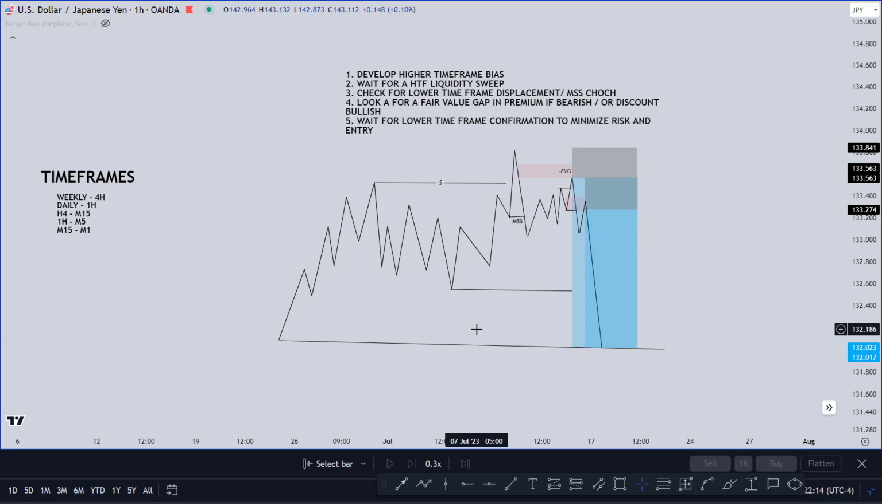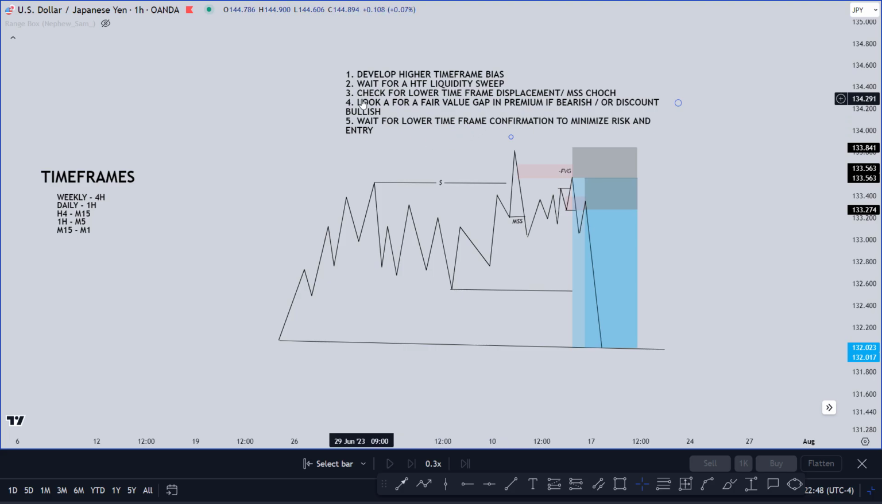So as you can see here, this is one of the easiest strategies. First, we have to develop our higher time frame bias. What trend is the higher time frame on? And then for the second step, we have to wait for a higher time frame liquidity sweep. Then for the third step, we'll check the lower time frames for a displacement or a market structure shift, or a change of character.